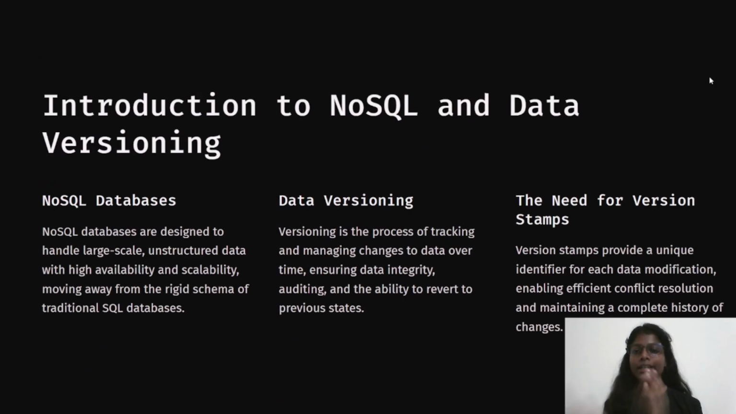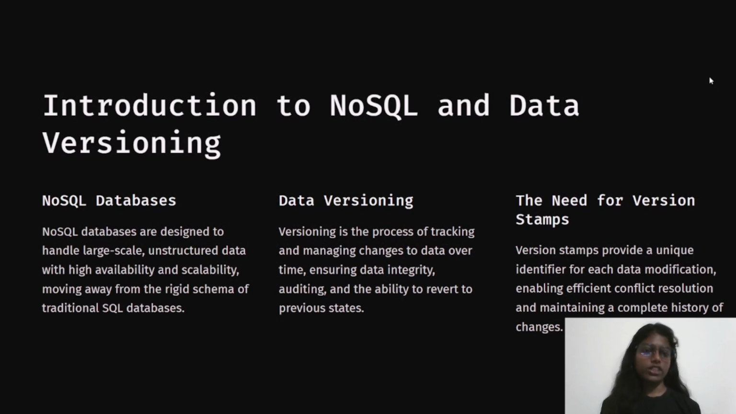So, for the introduction to NoSQL and data versioning: NoSQL databases are designed to handle large-scale unstructured data with high availability and scalability, moving away from the rigid schema of traditional SQL databases. Data versioning is the process of tracking and managing changes to data over time, ensuring data integrity, auditing, and the ability to revert to previous states.